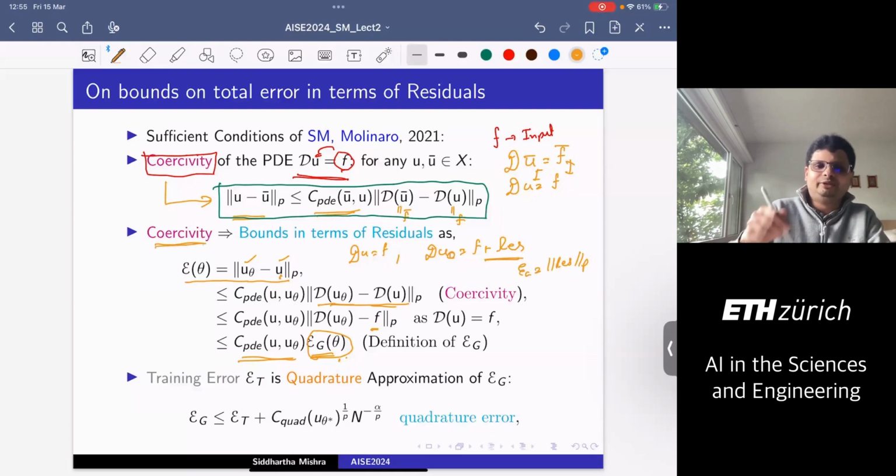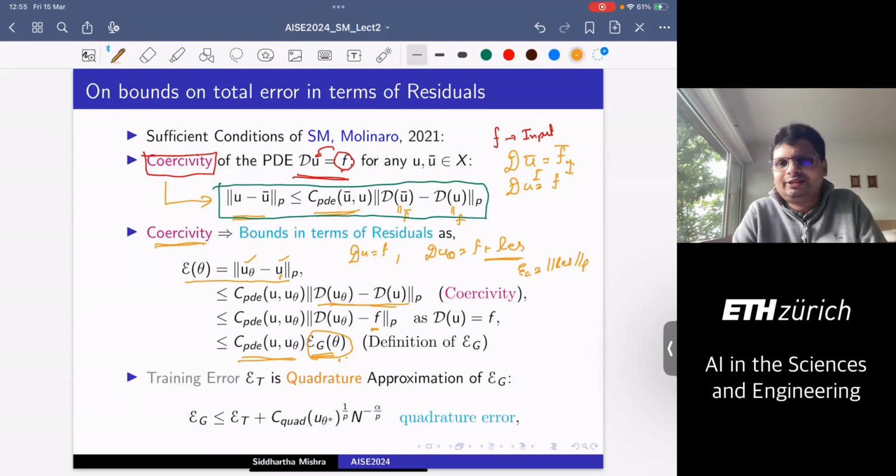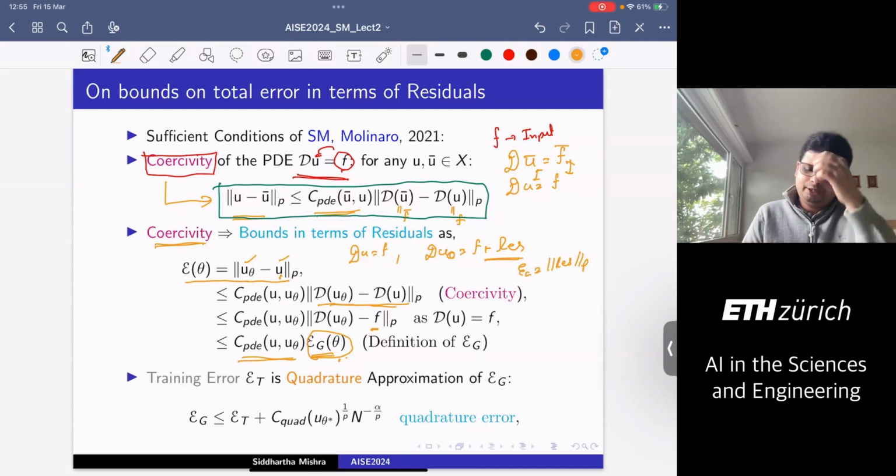So this is a mechanism by which you can convert the properties of the PDE into an error estimate for the PINN, for instance. If this is true, we have to verify it for each different PDE, and this is far from easy, but in the next lecture you'll see some concrete examples. But this is not job done, because in practice we don't have access to this residual. We only have access to the quadrature.